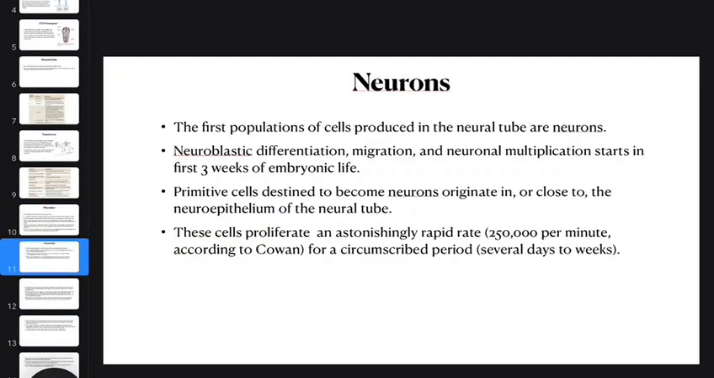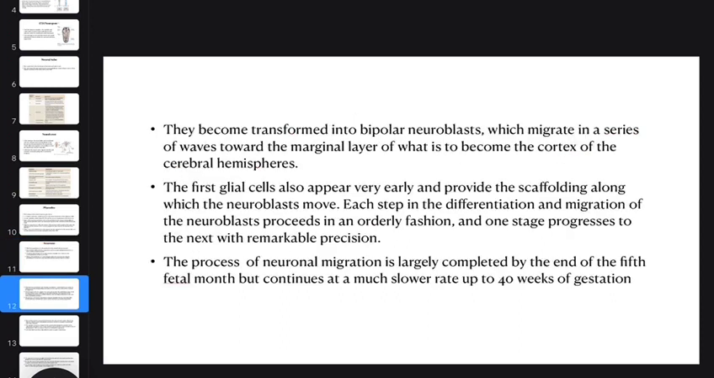Then coming to the neurons, the first populations of the cells produced in the neural tube are the neurons. Neuroblastic differentiation, migration, and neuronal multiplication start in the first 3 weeks of embryonic life. Primitive cells destined to become neurons originate in or close to the neuroepithelium of the neural tube. These cells proliferate at an astonishingly rapid rate, about 250,000 per minute, for a circumscribed period of several days to weeks.